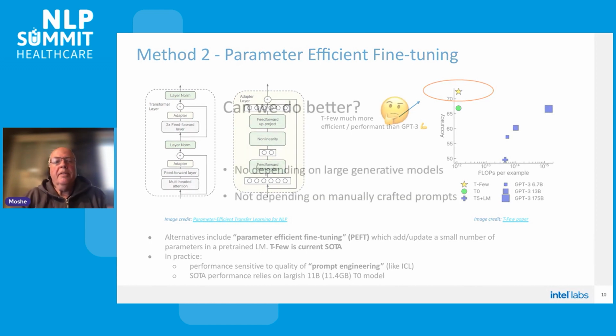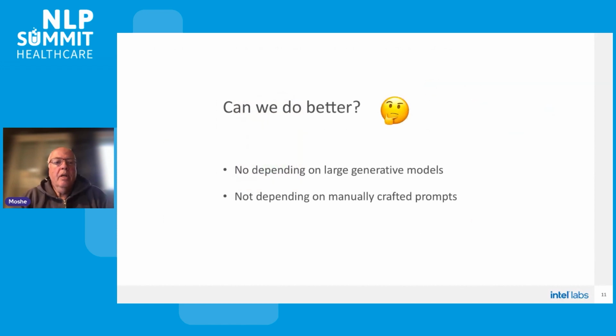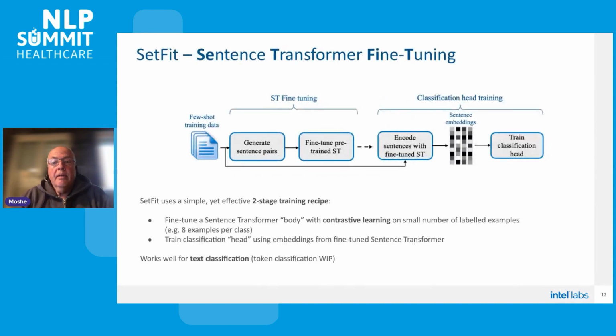So the question is, can we do better? Meaning, can we maybe do it without depending on very large generative models, and second, without depending on manually crafted prompts, and of course, be quite efficient? And the answer is yes, we can do that. Our paper proposes SetFit, which stands for Sentence Transformer Fine-Tuning. Sentence Transformers are pre-trained language models which are designed to generate an embedding vector that represents the sentences in their input.